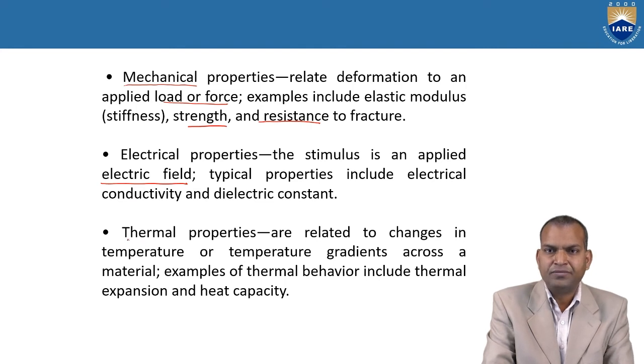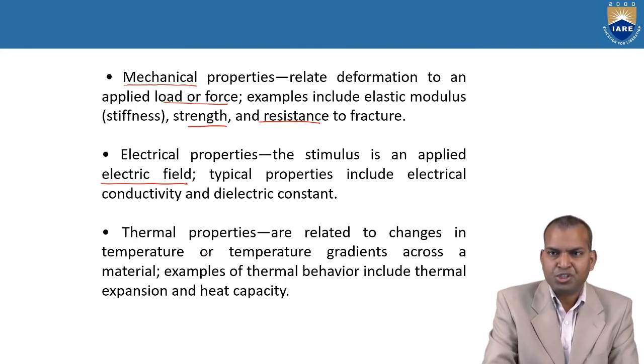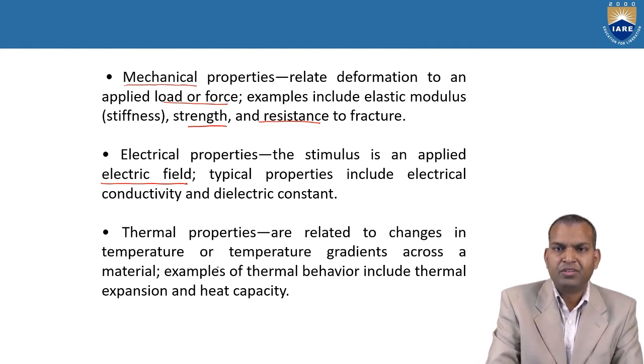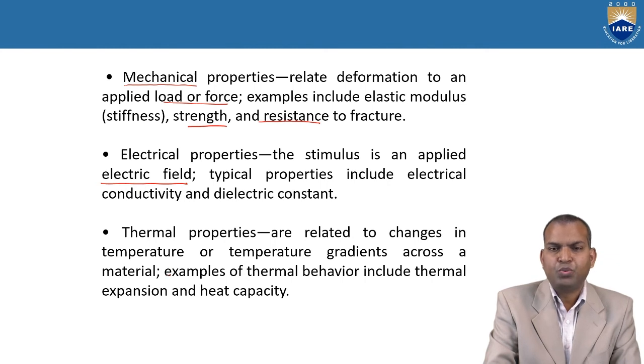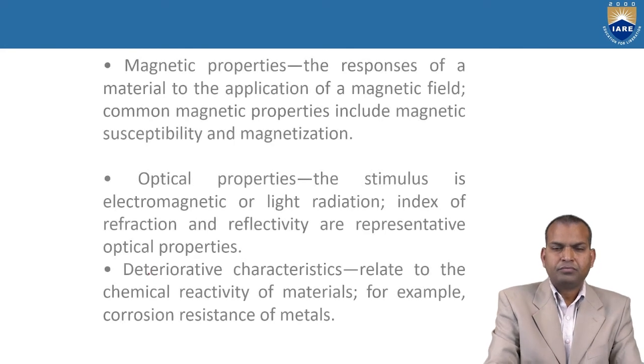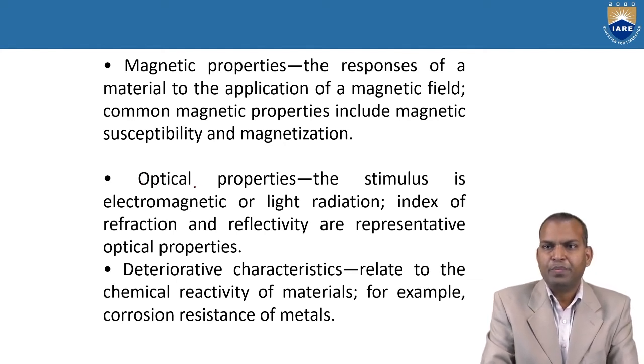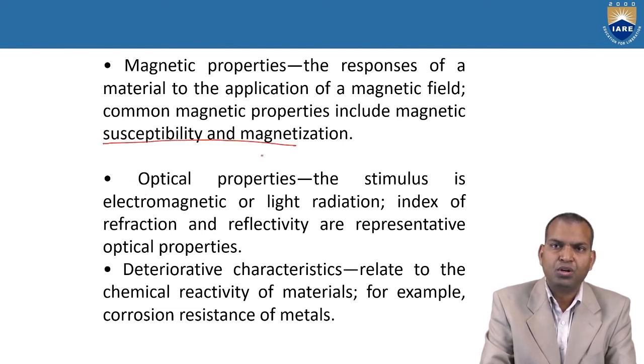Whereas in the case of thermal properties, temperature or temperature gradient is the external stimulus. But the thermal behavior, what is that? The response is thermal expansion and heat capacity. They are the properties. Now, coming to magnetic properties, the external stimulus is the magnetic field. The properties are magnetic susceptibility and magnetization as the response.